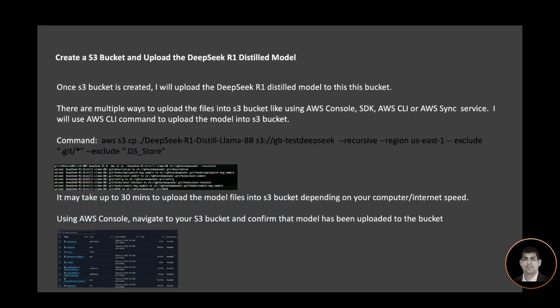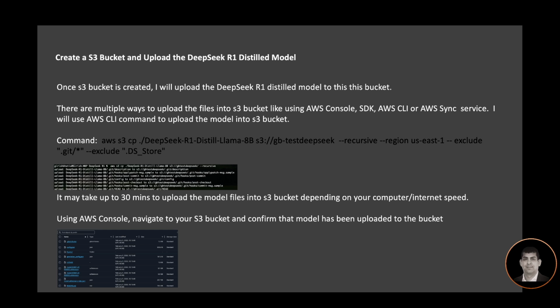Once the S3 bucket is created, I will upload the DeepSeek R1 Distilled model to this bucket. Again, there are multiple ways to upload files into an S3 bucket. You can use the AWS console. You can use an SDK and write a program. You can use the AWS CLI. You can also use the AWS sync service, a managed service to sync data from your on-prem to the AWS cloud.